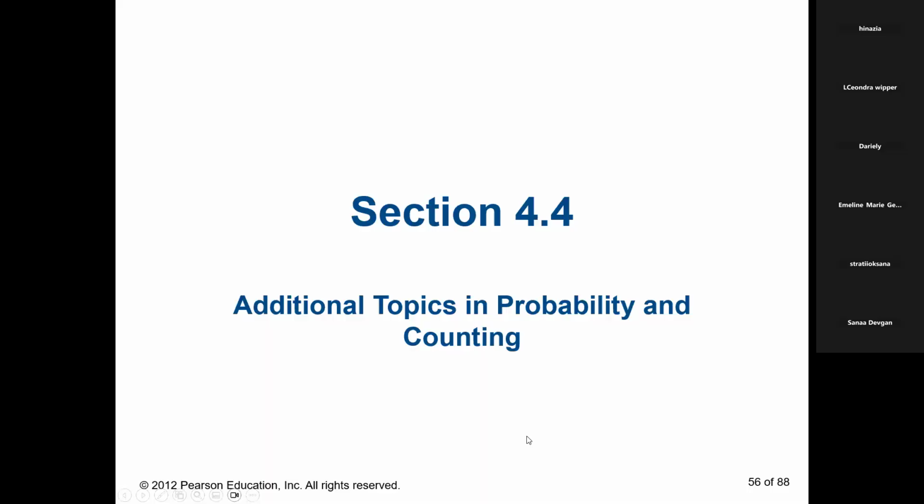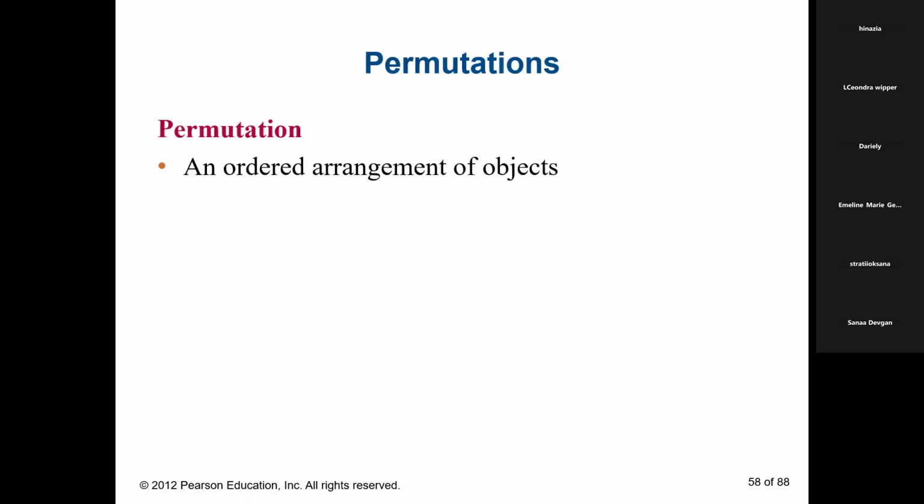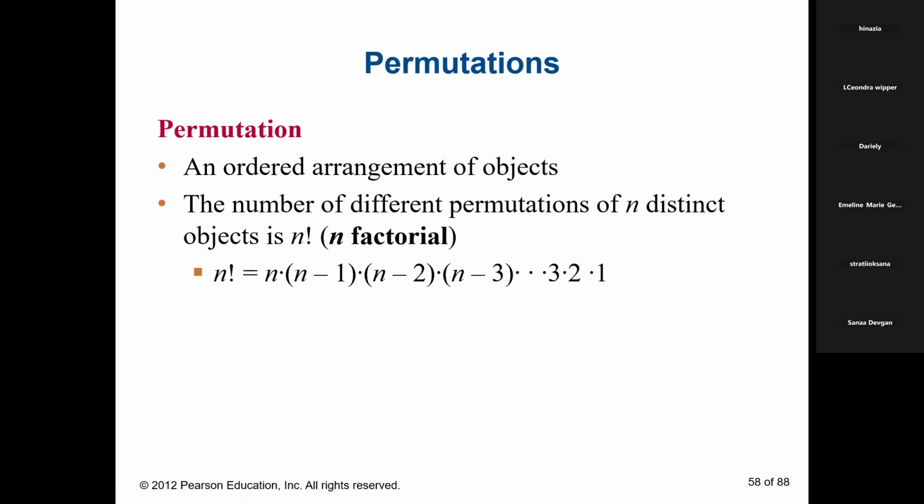Okay. So let's talk about permutation. The word permutation means an ordered arrangement of objects. There is order. When we talk about permutation, order is important. Order does matter. So the number of different permutations of n distinct objects is n factorial.